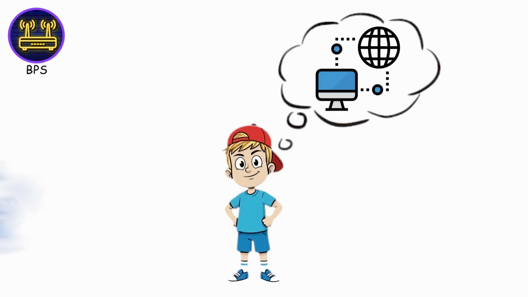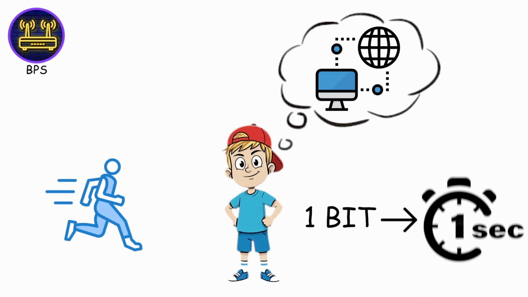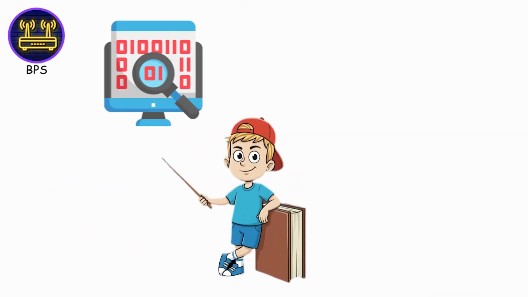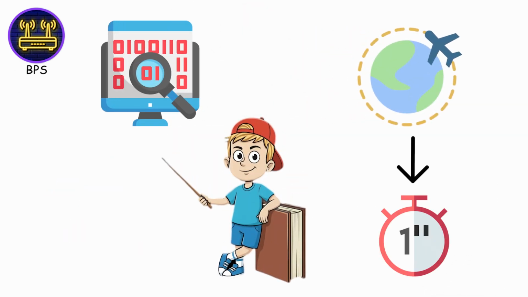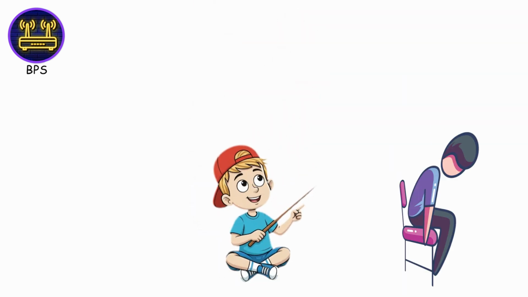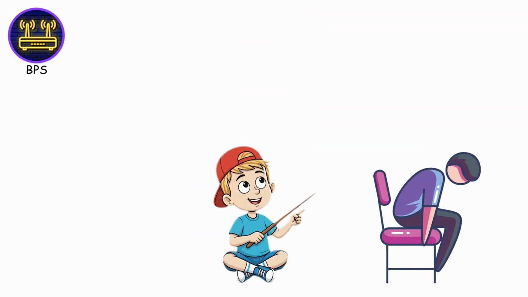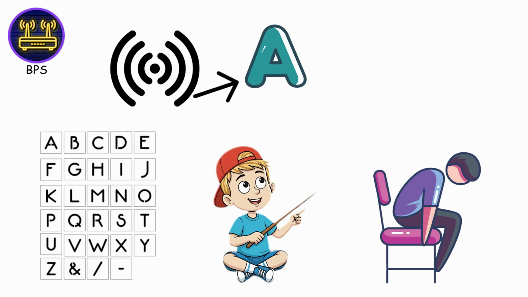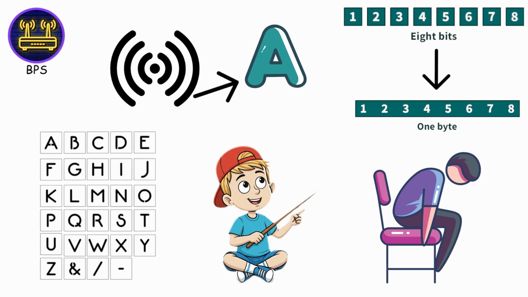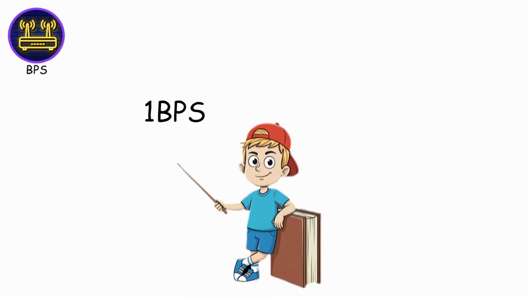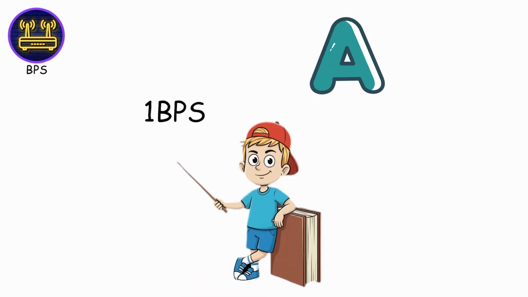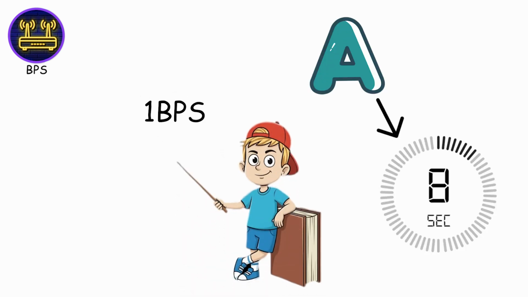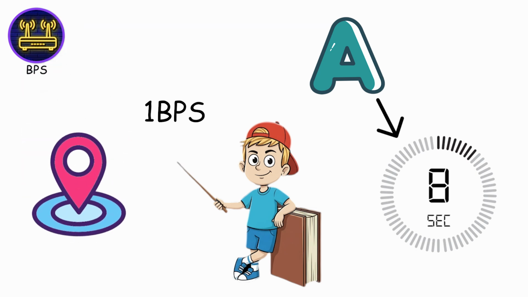Imagine a connection running at exactly 1 bit per second. That would mean only a single bit of information travels in an entire second, which is astonishingly sluggish. Consider this: transmitting a single letter, like the character A, requires 8 bits, also known as 1 byte. At 1 BPS, that single character would need 8 full seconds to arrive at its destination.